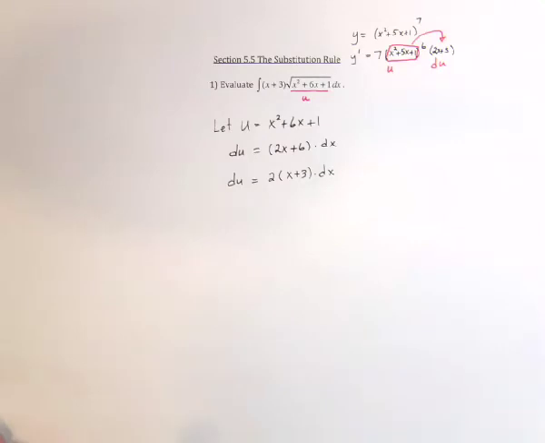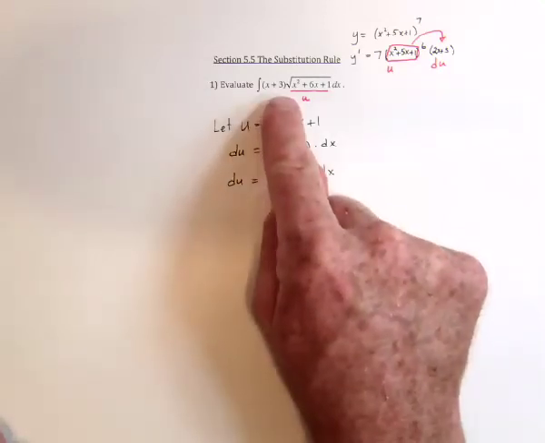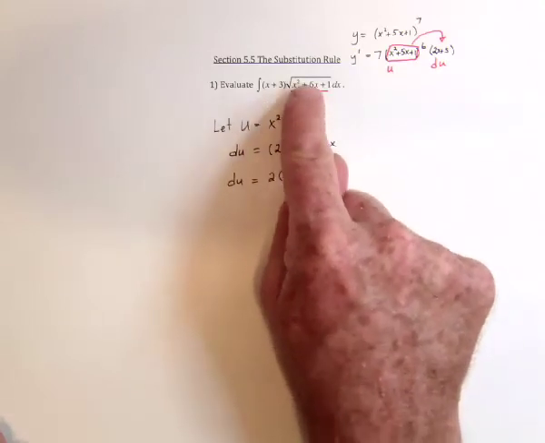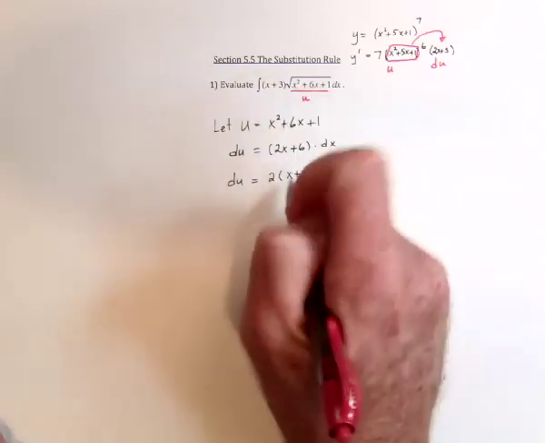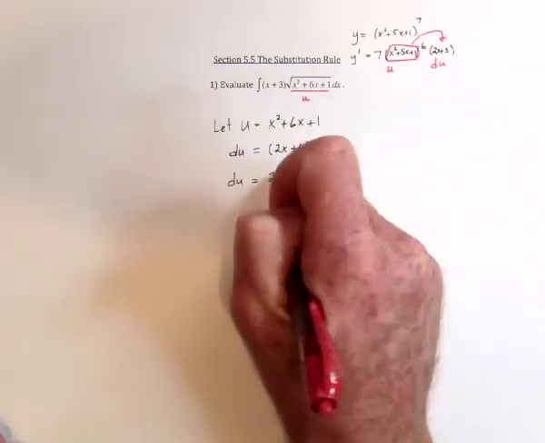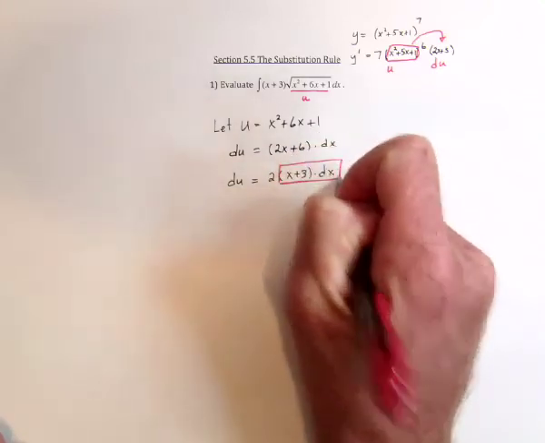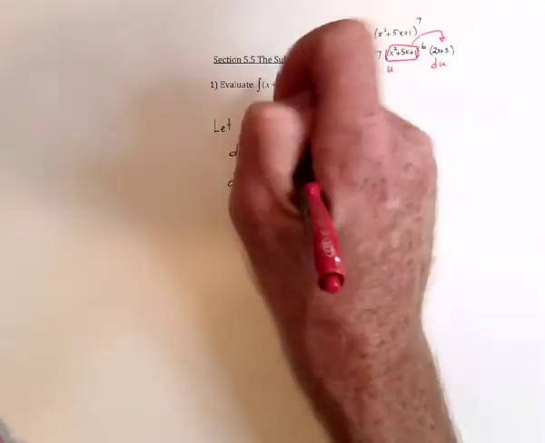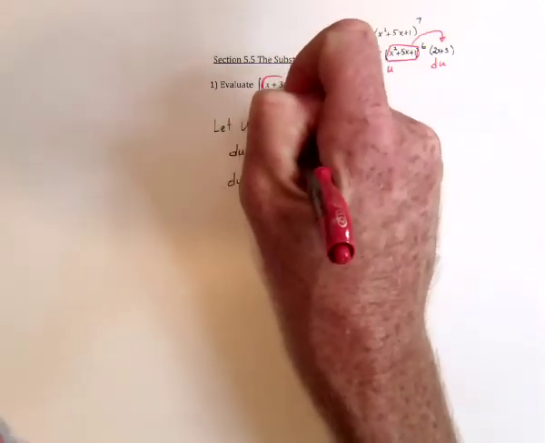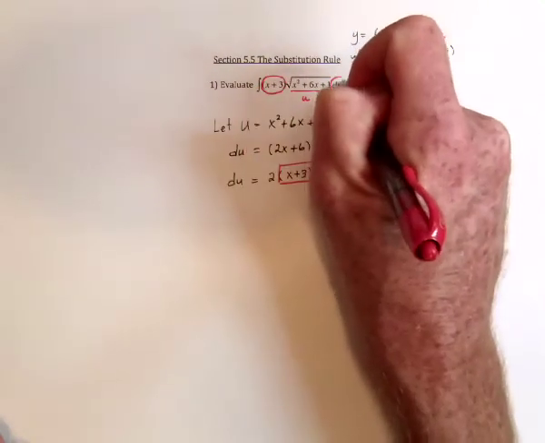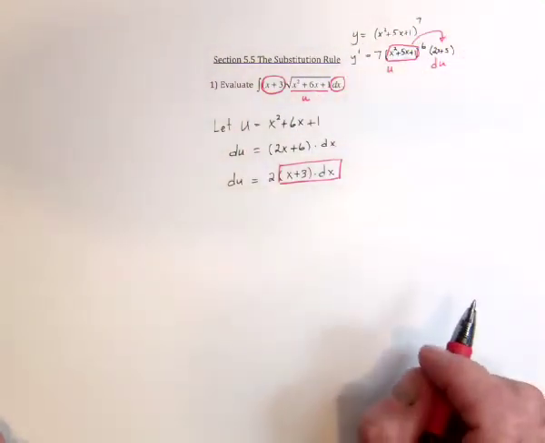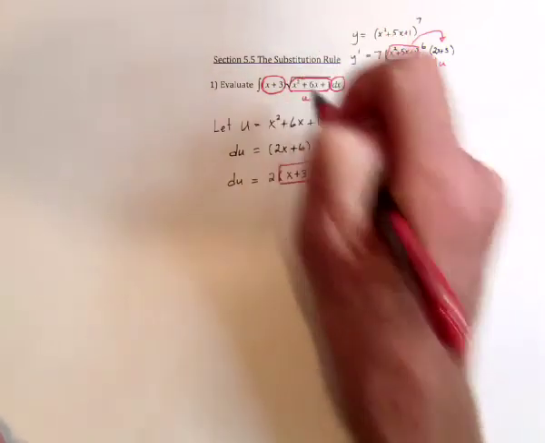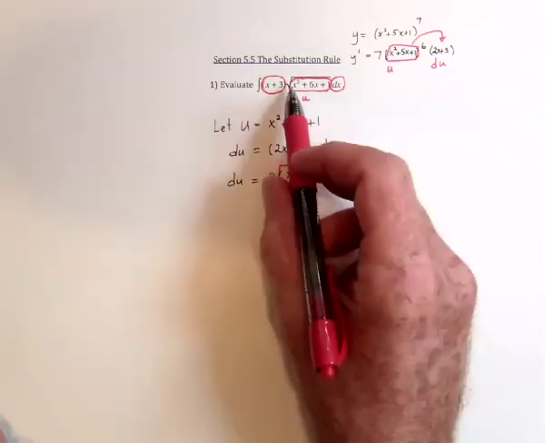Now what we're going to do is replace all of the x information with u information. So we already have that this is going to replace that. And then notice this says, in your problem, you need to have an x plus 3 in parentheses and a dx. Well, it's got it. There's the x plus 3 in parentheses and the dx. So inside of the square root, that's going to be replaced with the letter u. The square root will still be there.